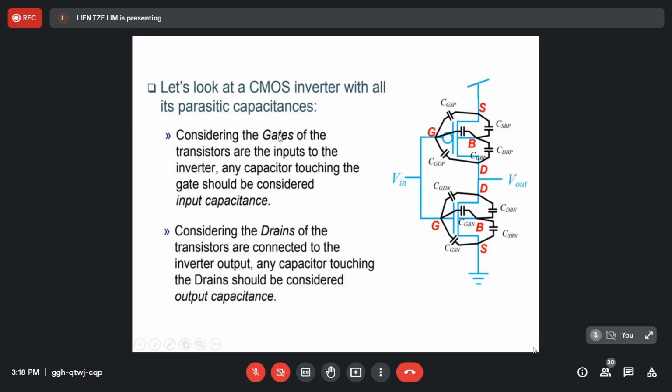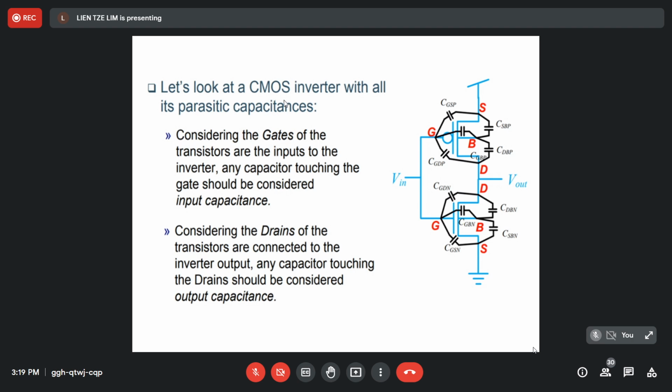Let's look at a CMOS inverter with all its parasitic capacitance. Here a diagram is given. It is a CMOS inverter with two transistors, one PMOS and one NMOS, and with all its parasitic capacitance. Again, this parasitic capacitance means the gate capacitance and the wire capacitance.